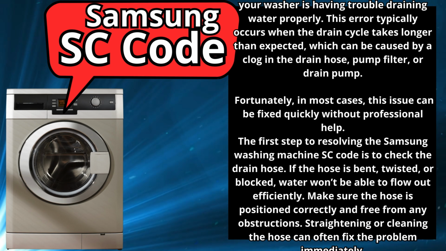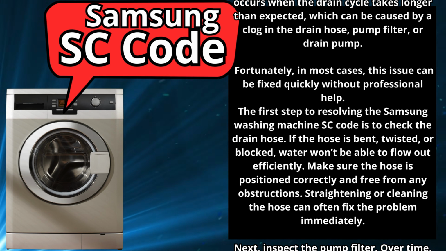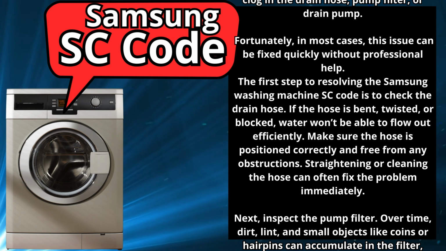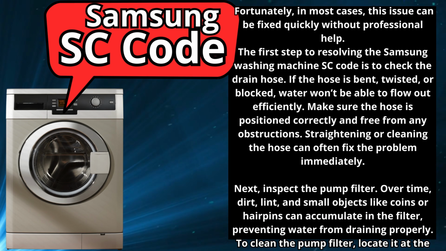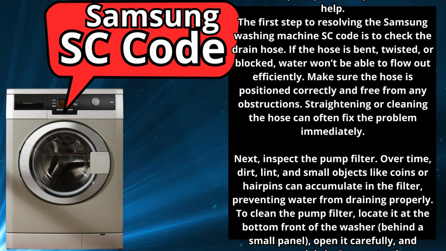The first step to resolving the Samsung washing machine SC code is to check the drain hose. If the hose is bent, twisted, or blocked, water won't be able to flow out efficiently. Make sure the hose is positioned correctly and free from any obstructions. Straightening or cleaning the hose can often fix the problem immediately.